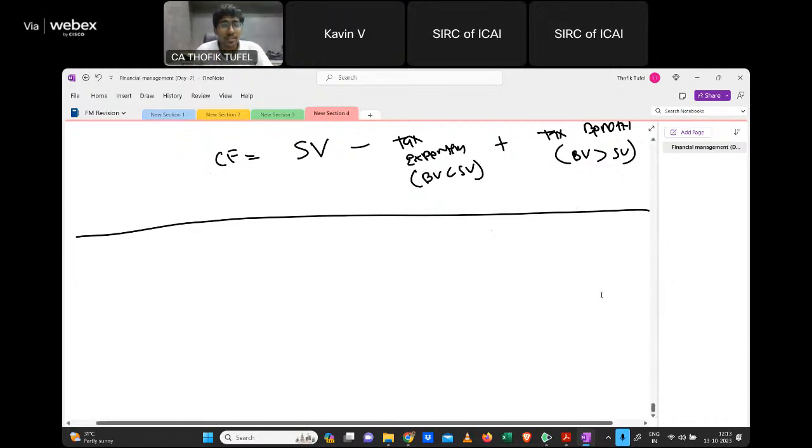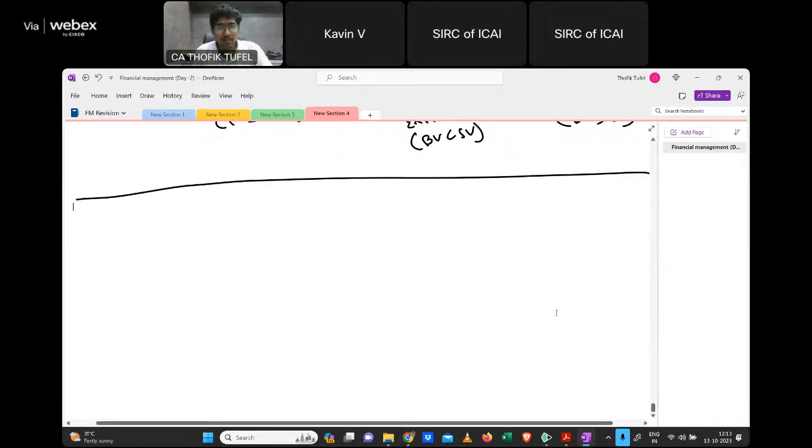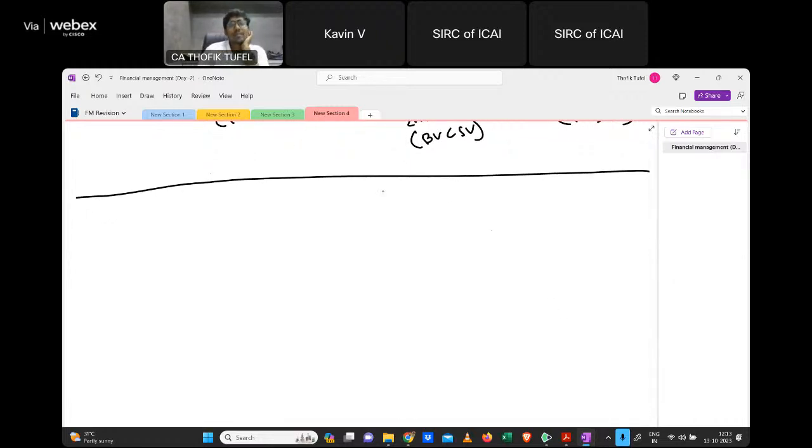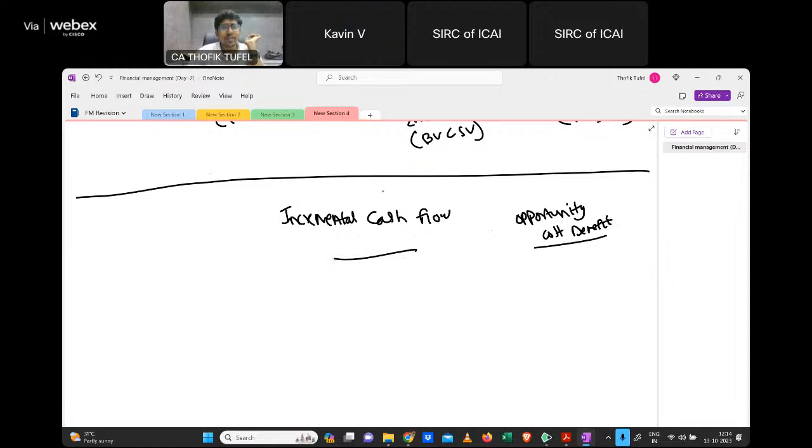Okay, so now the next one is the incremental cash flows. We will also discuss the opportunity cost and benefit here. This is also one more adjustment. Opportunity cost or benefit. I'll tell you one thing.